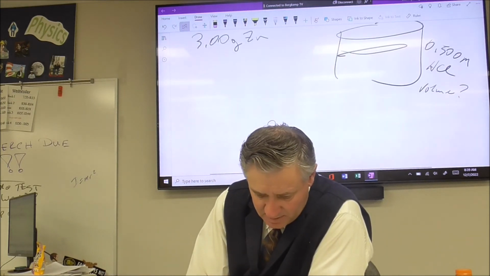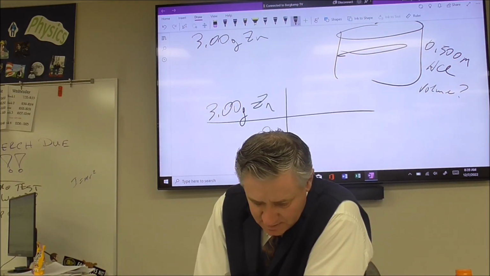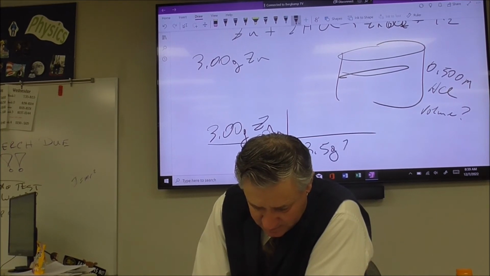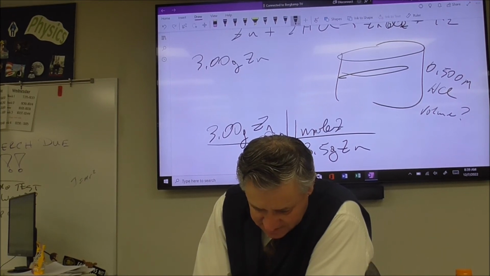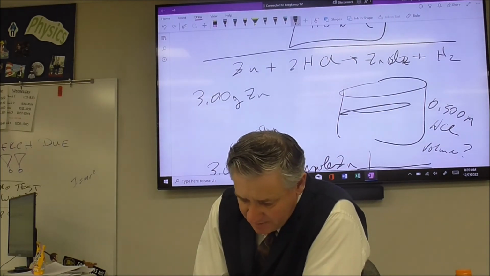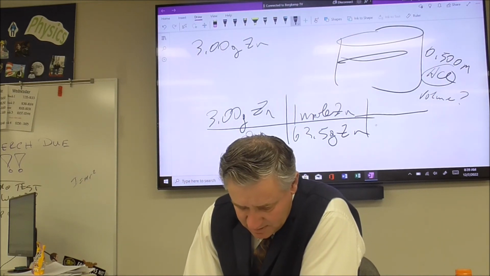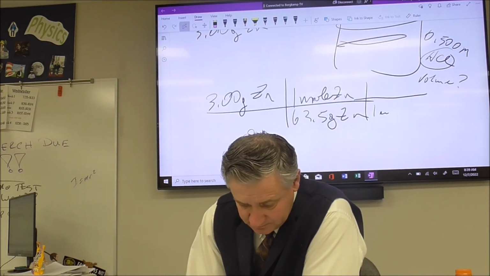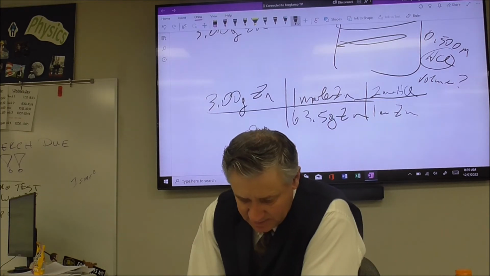So I'm going to start off with 3 grams of zinc. We said the molar mass of zinc was 63.5 grams of zinc, which is only equal to 1 mole. Now, I'm going to deal with my hydrochloric acid. There's a 2 in front of that hydrochloric acid. So I'm going to put 1 mole of zinc because that's the coefficient, then 2 moles of hydrochloric acid.